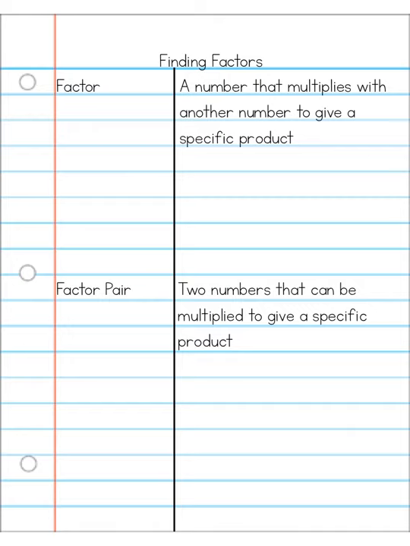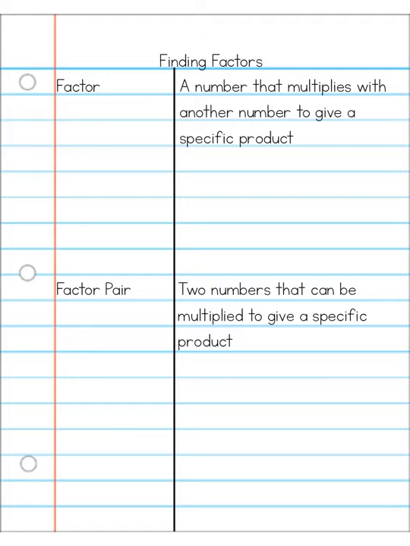This lesson is on finding factors. We're going to go over some vocabulary first. So we've already discussed what a factor is, but let's just have a reminder. A factor is a number that multiplies with another number to give a specific product.